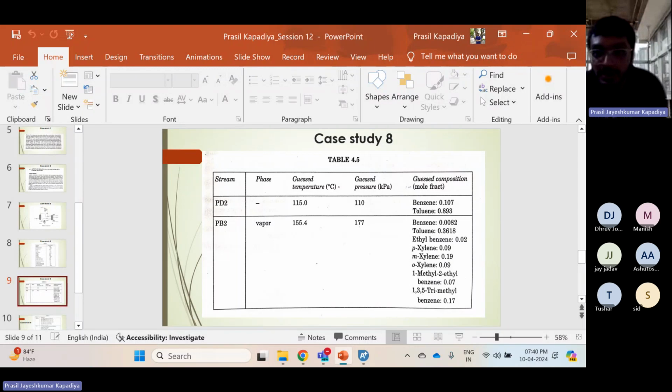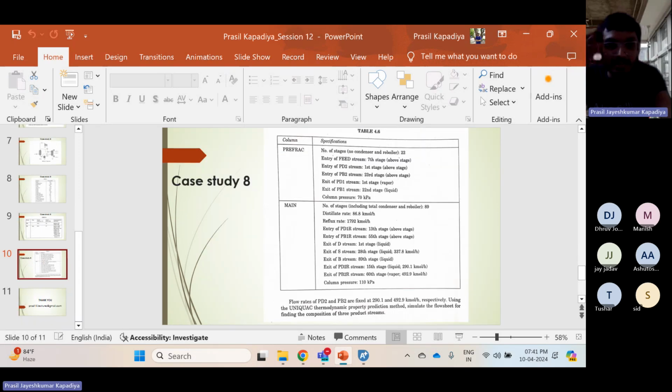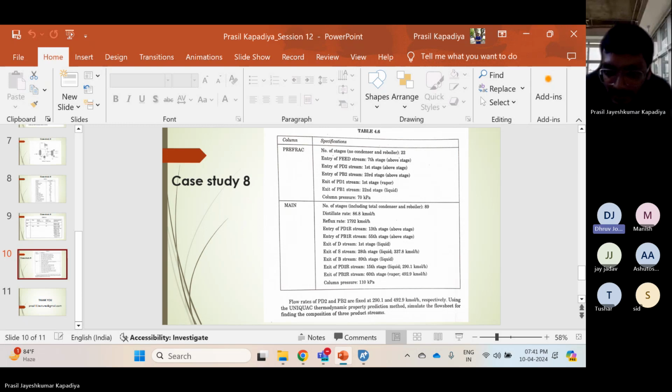These PD2, PB2 initial guesses are given to us. I'm sorry, where is my cursor? I can't see my cursor. Just a minute. Okay. So here, I'm not able to see it. I don't know why. Sir, it is in.